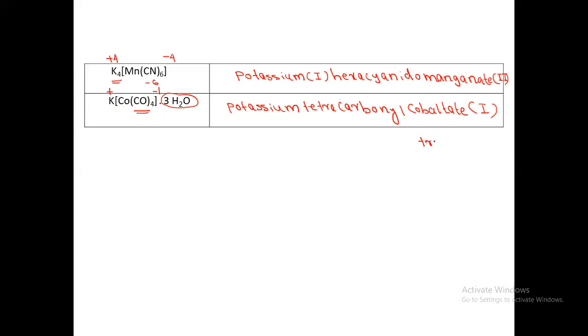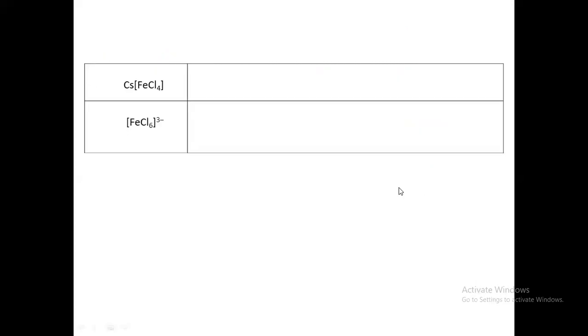So trihydrate. Dihydrate, 2H2O, tetrahydrate. If it is half H2O, hemihydrate. Just add the number of waters of hydration using the suffix hydrate. Okay, that's it. Now this one, what is the metal?